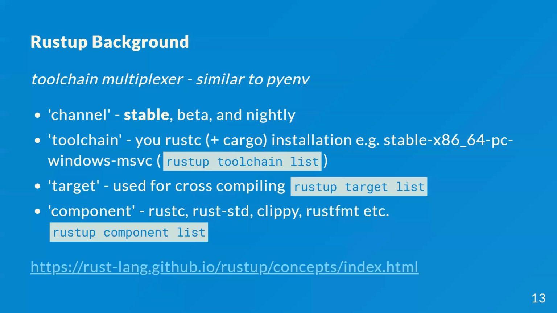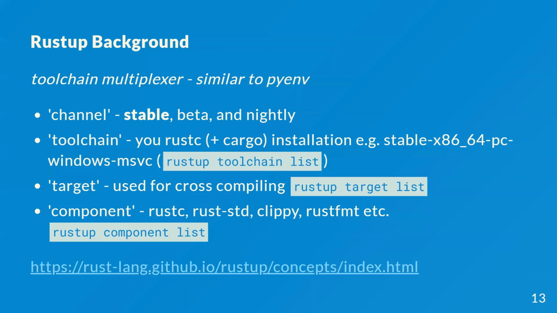Some background about what RustUp is. That's what you've used now to install your toolchain. People refer to it as a toolchain multiplexer. It's similar to PyEnv, and it allows you to have multiple toolchains installed as well as channels.